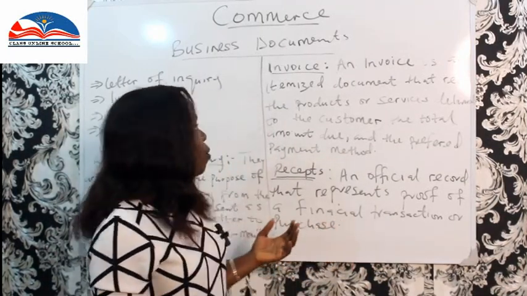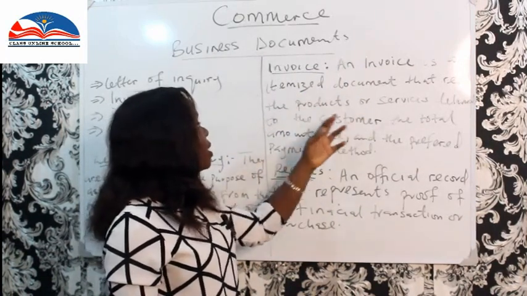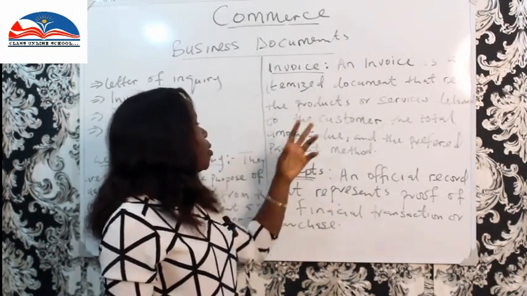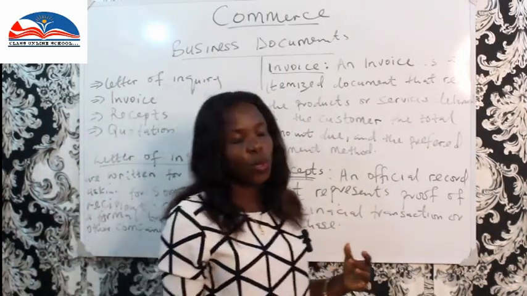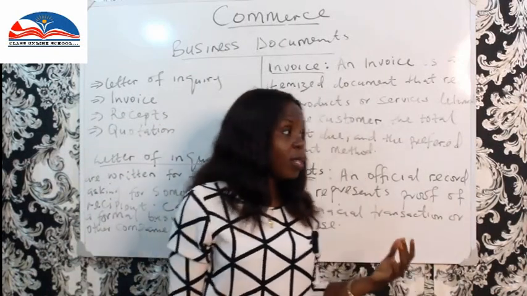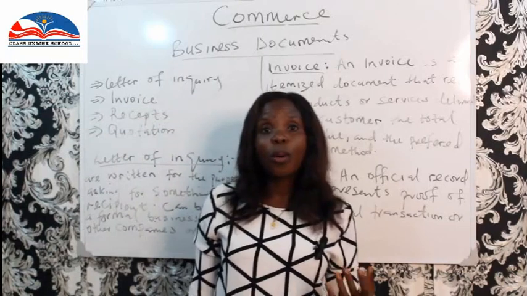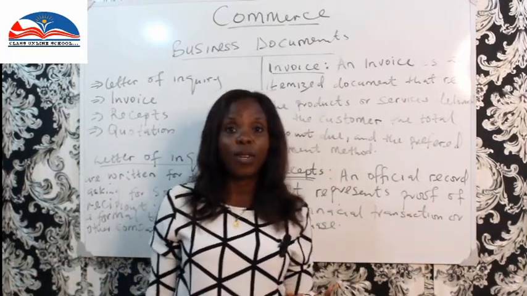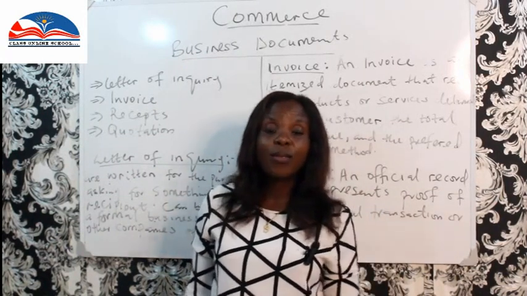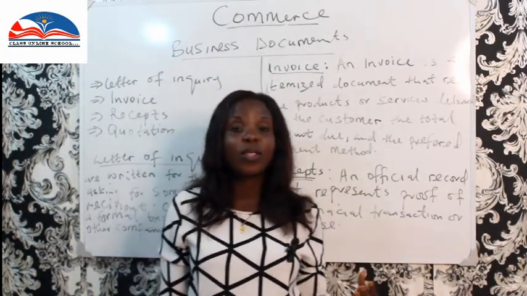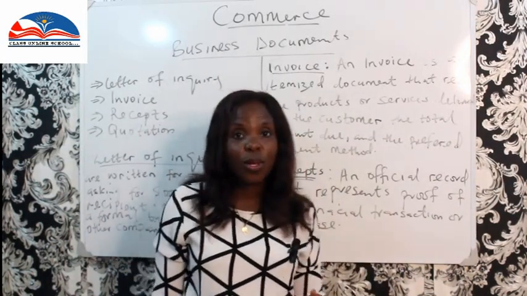Invoice, what do we mean by invoice? An invoice is an itemized document that records the products or services delivered to the customer, the total amount due, and the preferred payment method. Let's say an invoice tells us about the product I deliver to you. So companies, businesses have invoice that they issue to their customers. And so in this invoice, I will state the product you bought. I will state at what price it is bought.